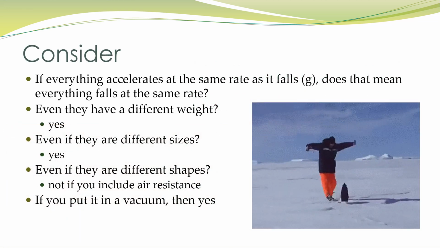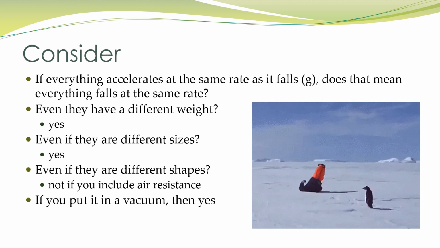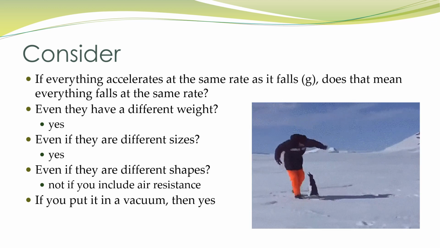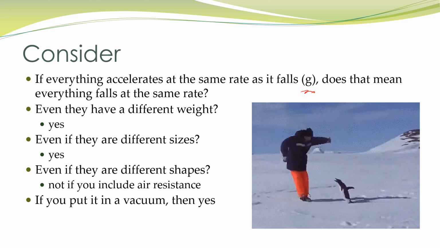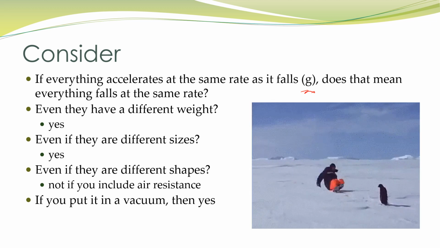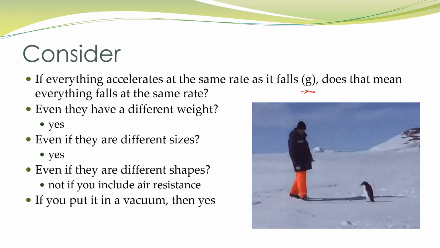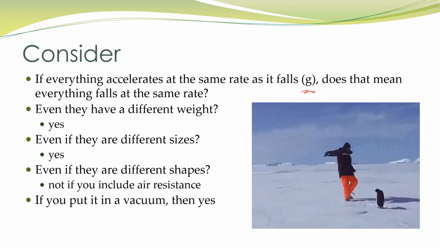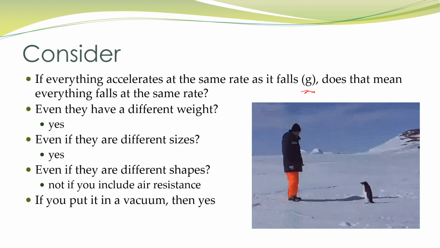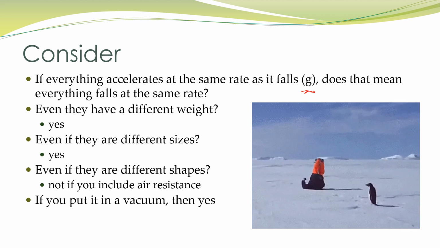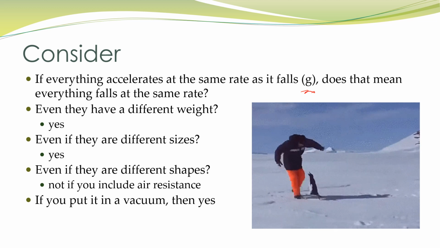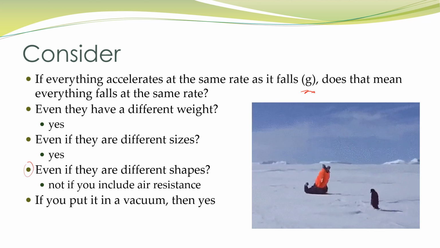Alright, let's have a think. If everything falls at the same rate, which is g, the force of gravitational attraction, does that mean everything actually is falling at the same rate? Even if we have different weights, yes it does. If we have different sizes, yes it does. Even if they're in different shapes, this is where the misconception starts to come in.